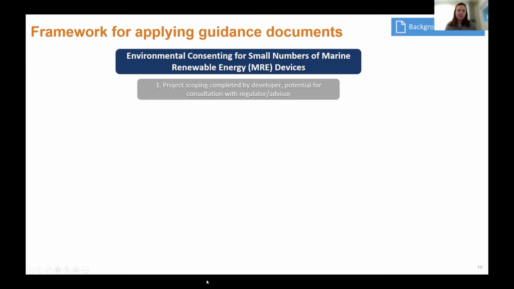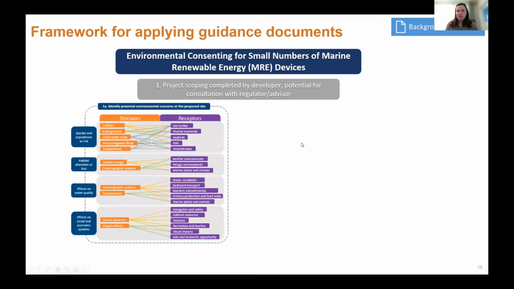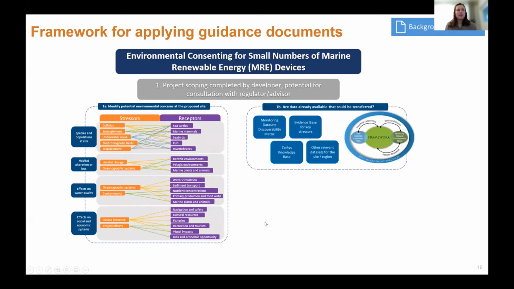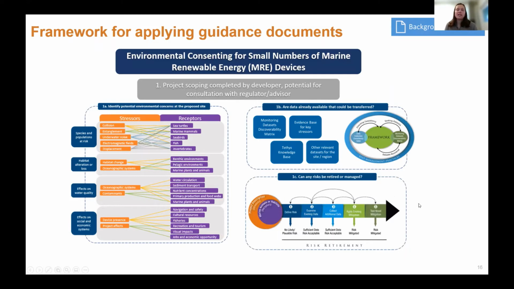So it just broadly shows the sequential application of risk retirement to consenting or permitting processes and provides some links to resources throughout. So for step one, project scoping by developer, you can see here we've mapped out stressors and receptors for each regulatory category which are impacted. And it includes available data sources and evaluation for data transferability, any risks that can be retired, and a final check to make sure all stressors and receptors have been identified.